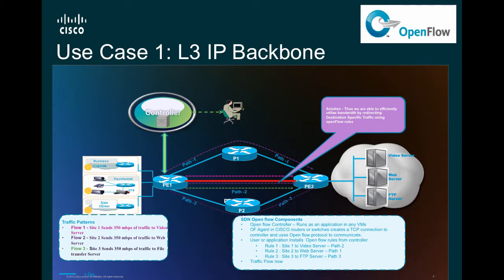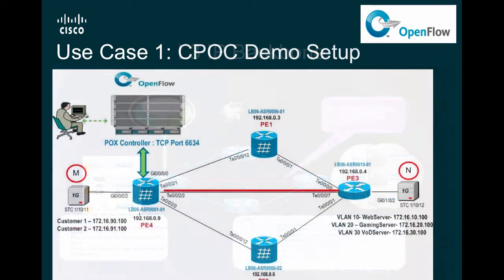In that way, you are able to efficiently utilize the bandwidth by redirecting the traffic appropriately. This is the demo that we've set up in the lab. We've got 4 different ASR 9000 devices, and we've got the POX controller that is talking to our PE4 device, which is used to program the flows accordingly and redirect the traffic from port M to port N on different links depending on the source and the destination address.